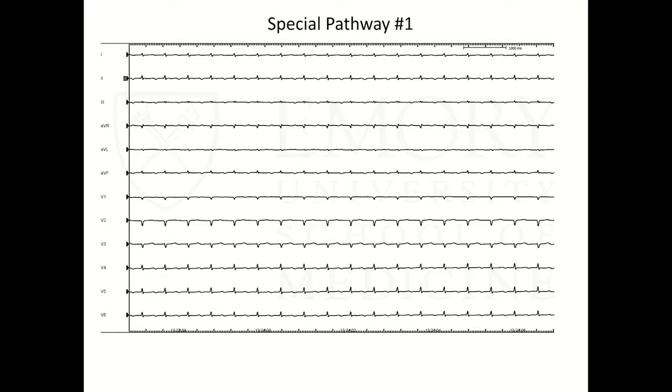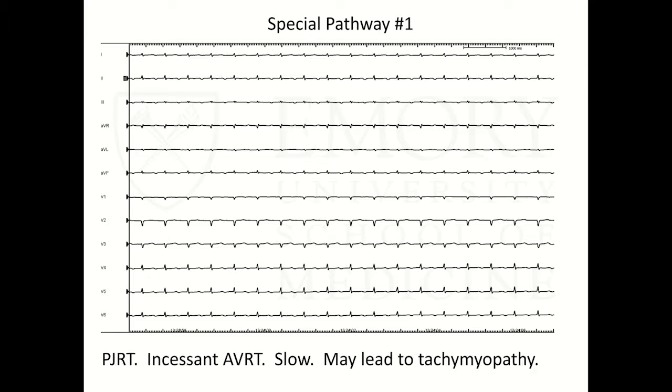The point I want to make is that if you ever have somebody or a question, and they do put this on, it'll be a tachymyopathy with a slowish tachycardia, and it's incessant. PJRT. All the rules apply. I mean, we still look for the pathway, it's going down the AV node and up the pathway. It's just that that pathway is very slowly conducted.